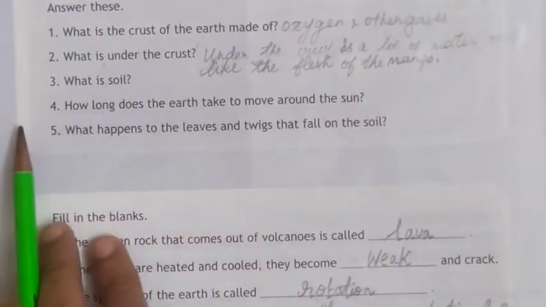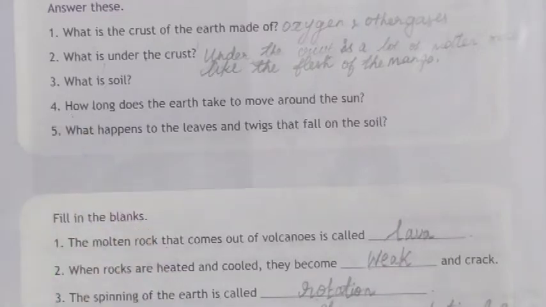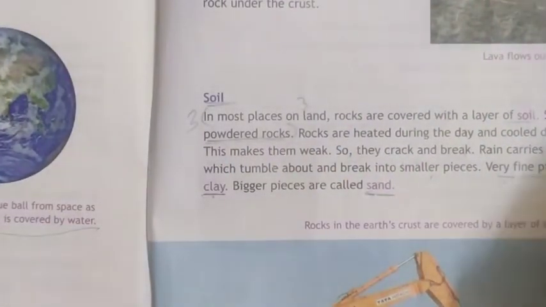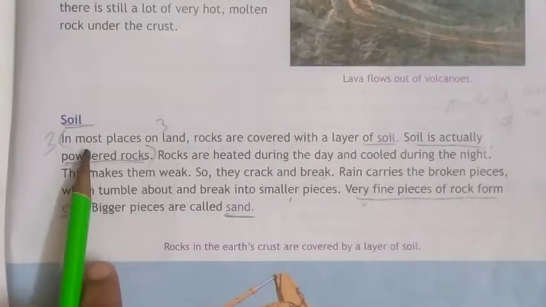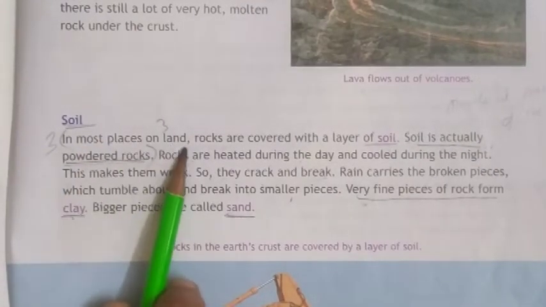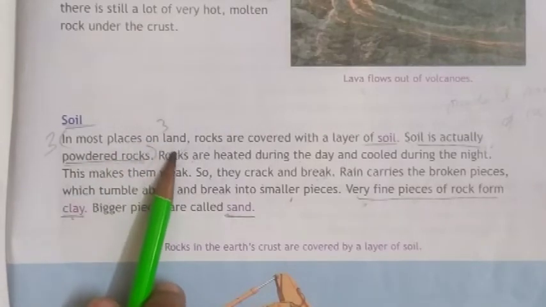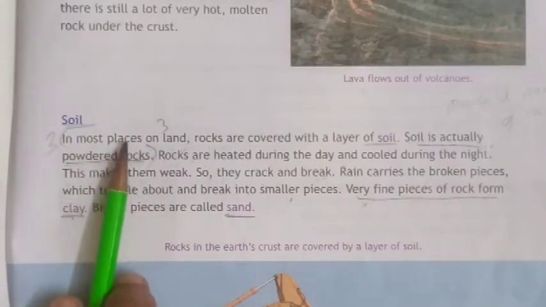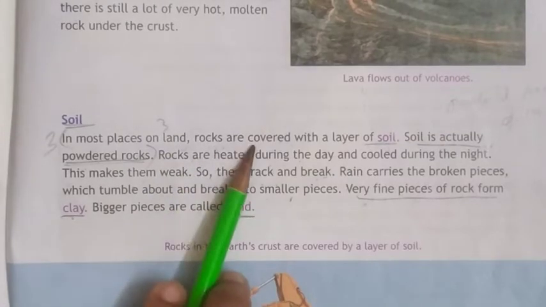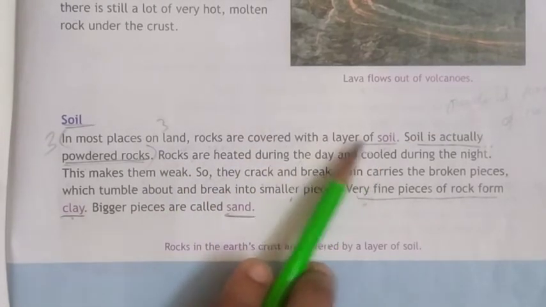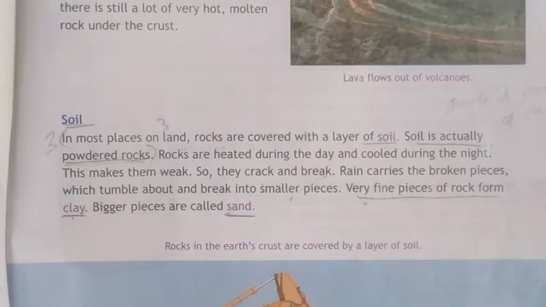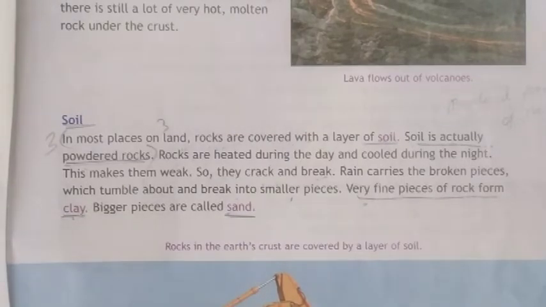Next, third question. What is soil? Soil is nothing but powdered rocks, isn't it? Yes. Turn your books to page number 69. In most places on land, rocks are covered with a layer of soil. All throughout the earth, when you look at the earth, it is full of rocks and soil, isn't it?